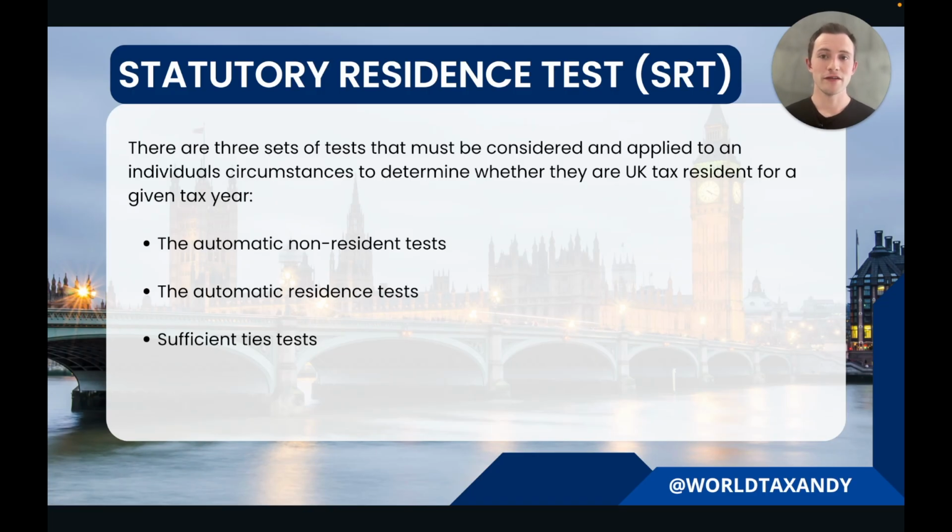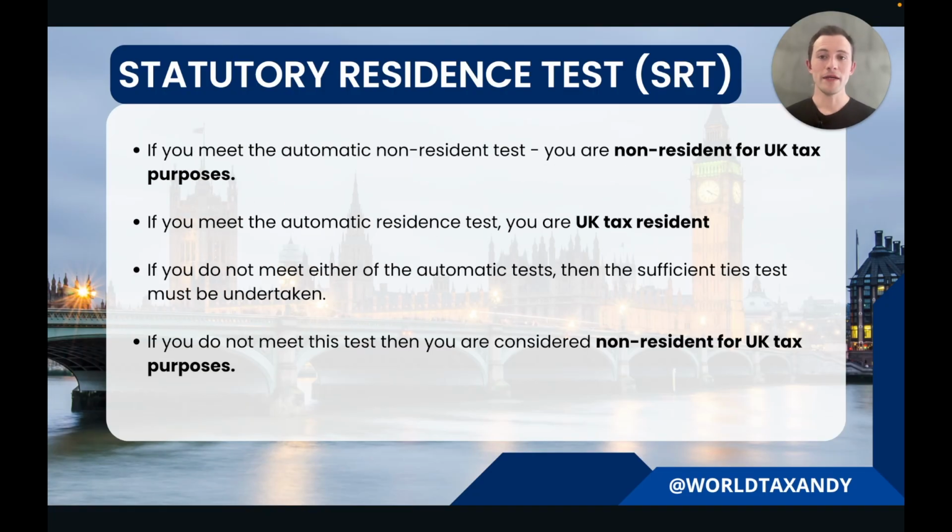These tests must be done in that order. So if you meet the automatic non-resident test, you are a non-resident for UK tax purposes. No further tests are required. If you don't meet this, then you move on to the automatic residence test. Then, if you meet the automatic residence test, you are a UK tax resident and no further tests are required. But if you don't meet either of the automatic tests, then the sufficient ties test must be undertaken. And if you don't meet this test, then you're considered a non-resident for UK tax purposes. So let's get into what these tests actually involve.